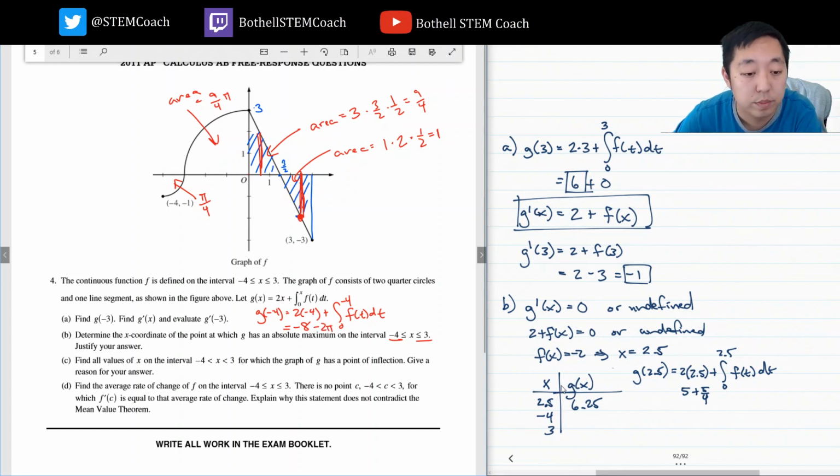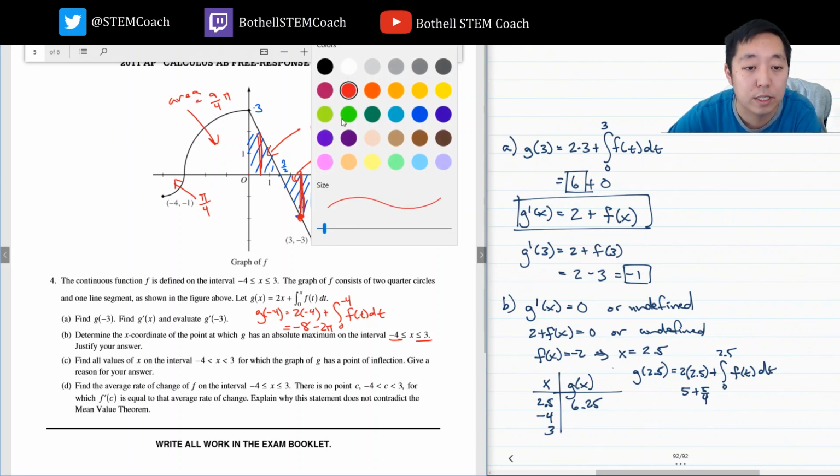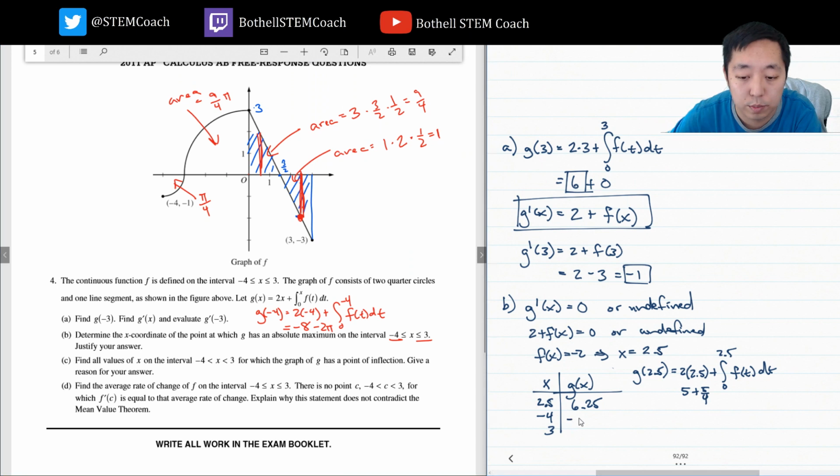Okay. Geez, I don't have a calculator for this, and they want me to compare. Oh, how tedious. Okay, so this is minus 8 minus 2 pi. Well, it's a negative number, so it's definitely smaller. And then now we have to do g of 3, which luckily we've already found. This is negative 1. Because these are negative, this is the maximum. And they want the x coordinate, so I'm going to circle this answer: x equals 2.5, because this is the largest number of the 3.